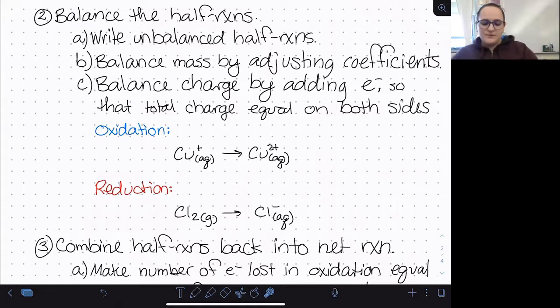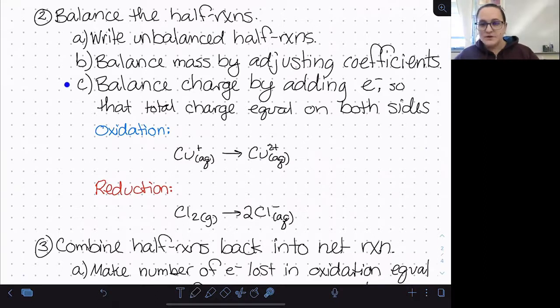So the next thing we need to do is balance for mass by adjusting coefficients. This is balancing a reaction in the normal way that you have always done. Looking at our oxidation reaction, we have 1 atom of copper on the left, 1 atom of copper on the right. So that one's already fine. We don't need to change anything. In our reduction, we have 2 atoms of chlorine on the left and only 1 on the right. So that means that we need to put a coefficient of 2 in front of the chloride ion on the product side in order for this to be balanced for mass.